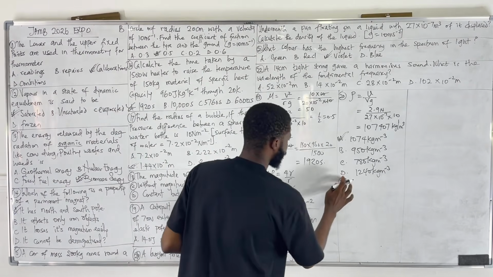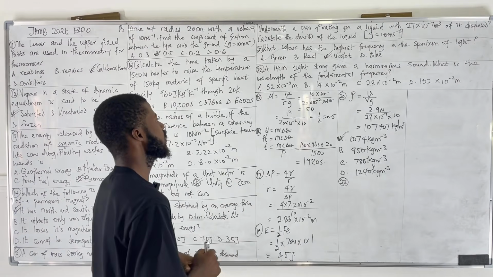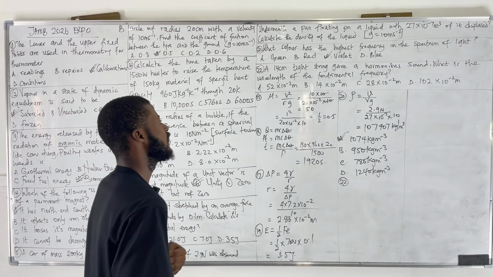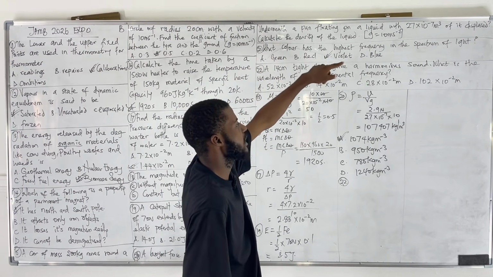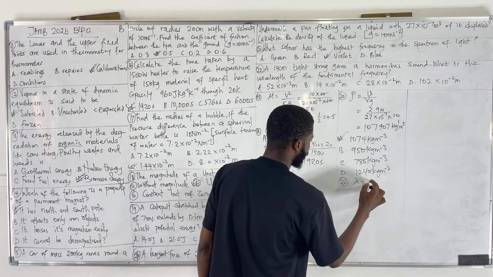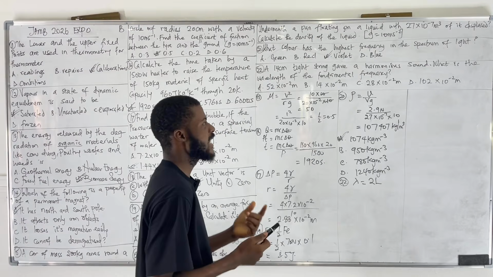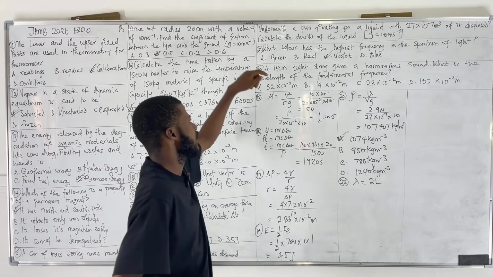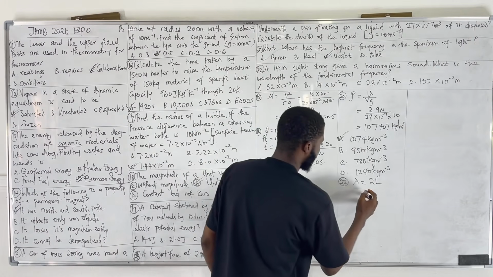Next one is number 22, which we have to solve. Number 22 says, what is the wavelength of the fundamental frequency if a 14 cm tight string gave a harmonious sound? In this case, it's going to be 2L. The wavelength is going to be 2 times the length. I think in the second paper type also, I solved a question that has to do with double the length.